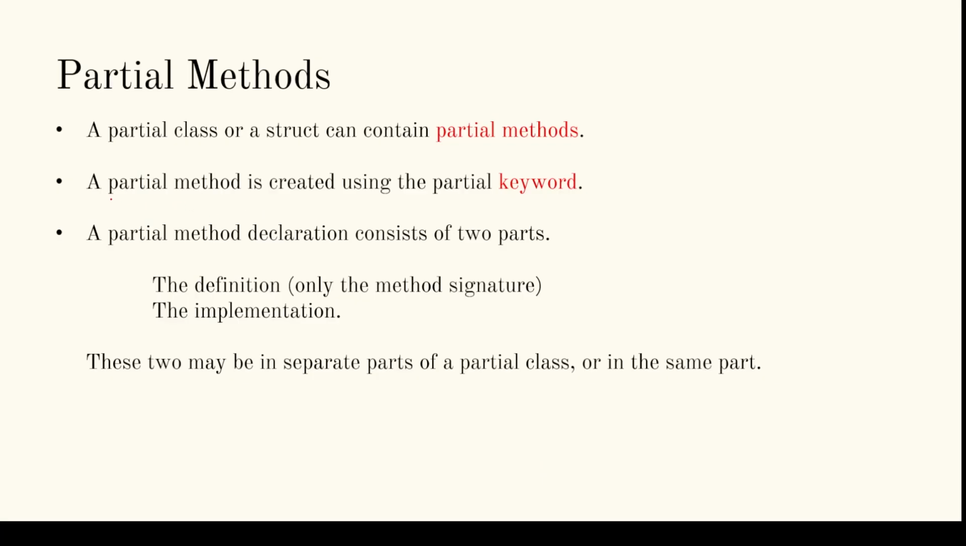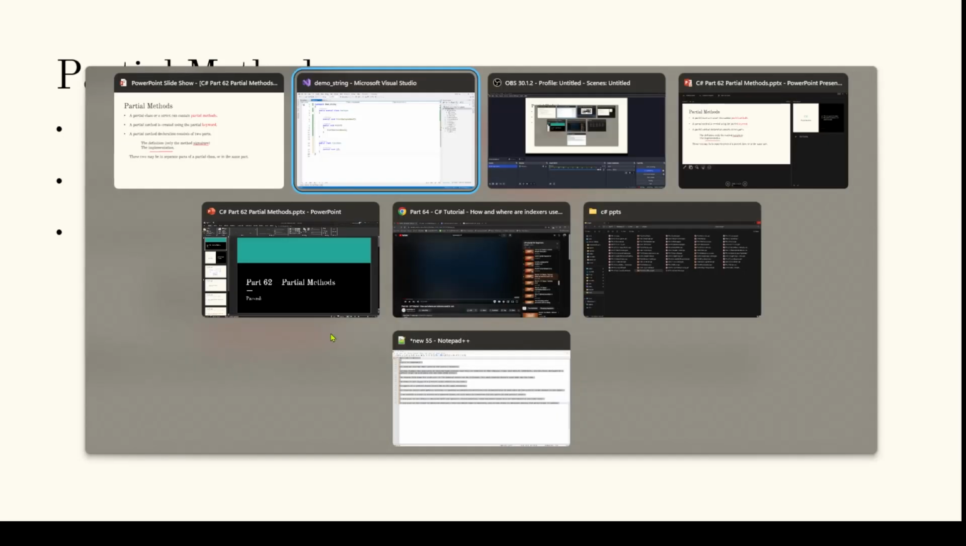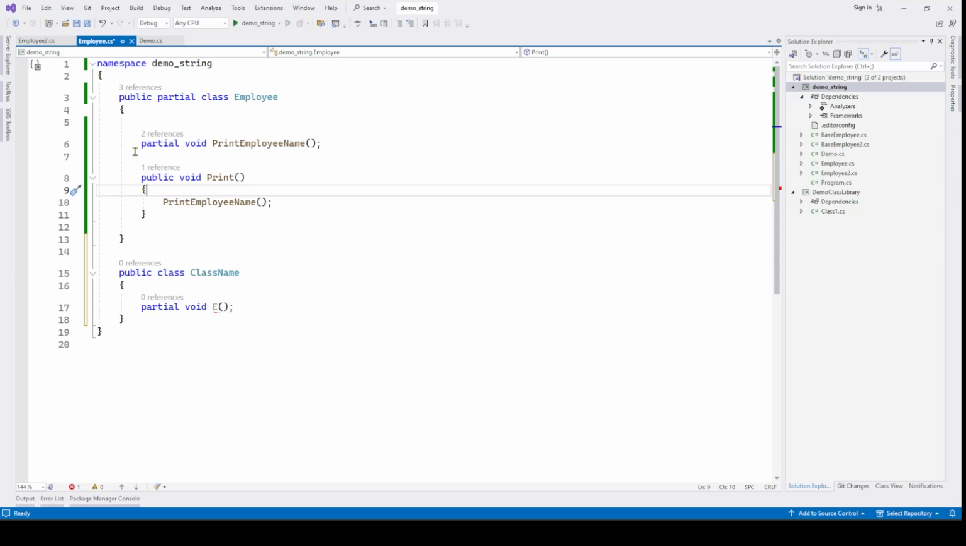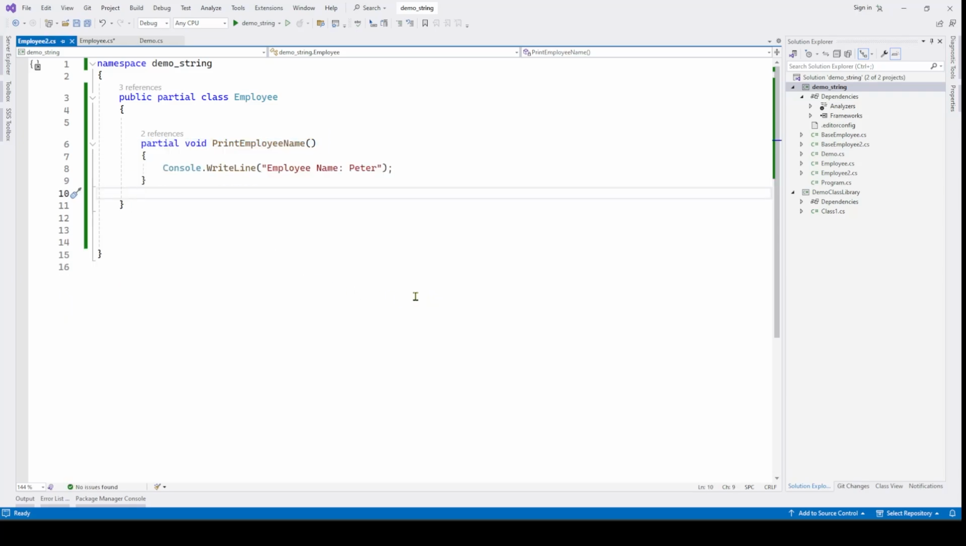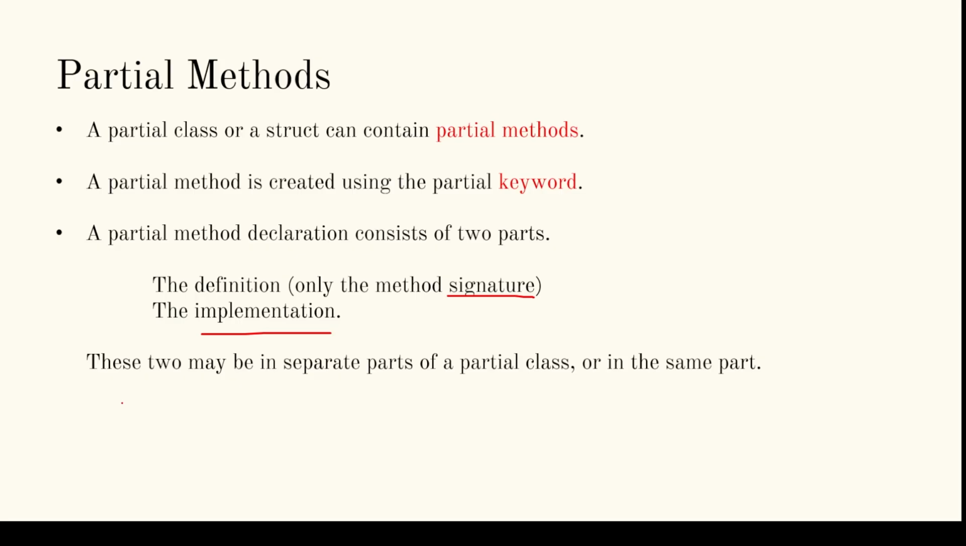Second point is a partial method is created using the partial keyword, which we have already seen. A partial method declaration consists of two parts. The first one is the signature, and the second one is the implementation. So if you go to Visual Studio, you can see here, this is our signature of the method, and we have provided the implementation of that method in the Employee.cs class. These two may be in separate parts of a partial class or in the same part.